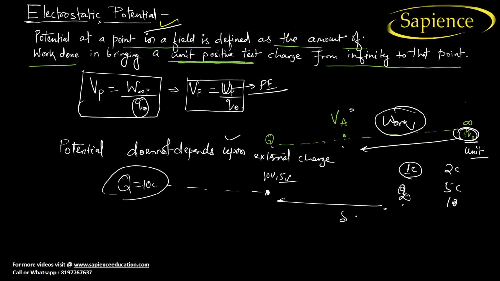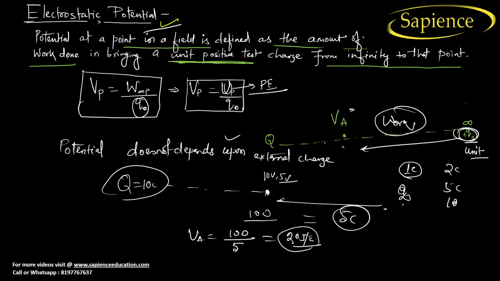For example, you have taken a 5 coulomb charge and the work done is, for example, 100 joule. So the potential at a point A can be written as the work done in bringing the charge divided by 5 coulomb. So this will be 20 joule per coulomb. It means how much work is done in bringing a unit charge, 1 coulomb. We are not talking about multiple coulombs at all, right?